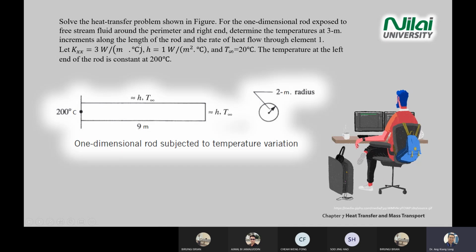K value is given, h value is given, free stream temperature is given, meaning at the end here is 20 degrees C, or the side environment temperature is 20 degrees C, and so on. So let's try to solve this question.